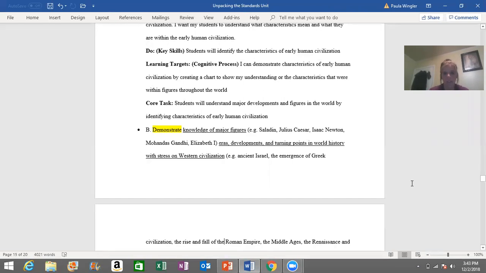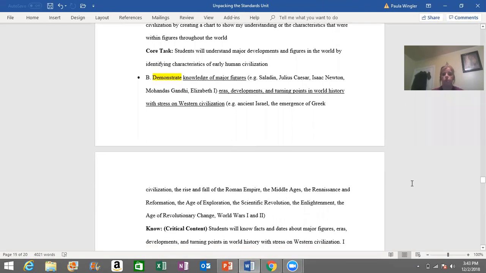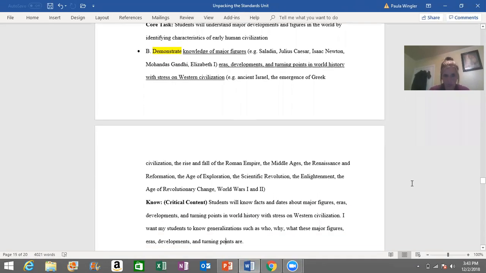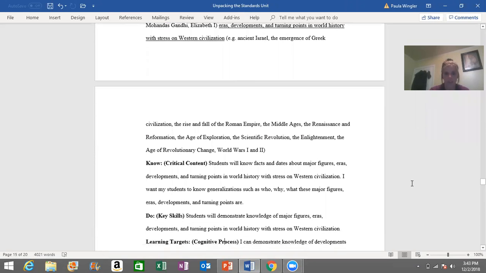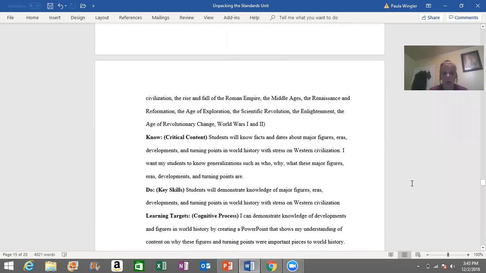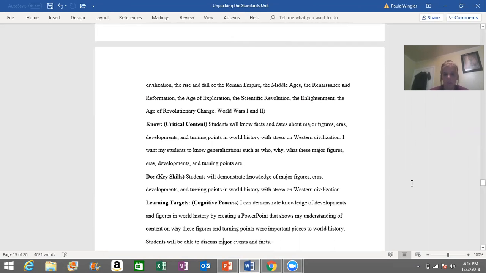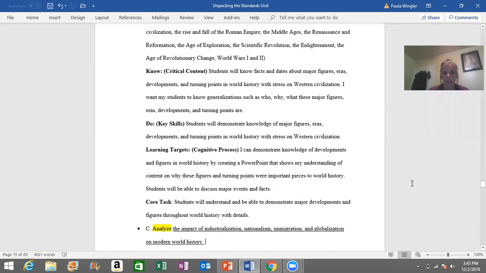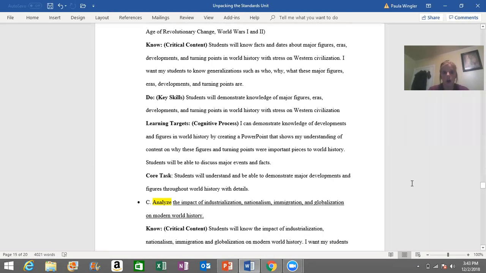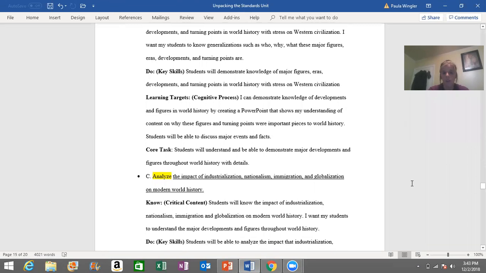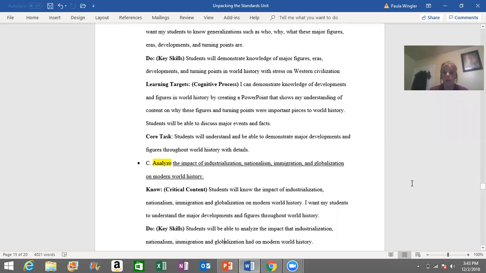So it's like eras and developments and turning points in world history with a stress on Western civilization. So students will know facts and dates about major figures, eras, developments, and turning points in world history with stress on Western civilization. I want my students to know the who, what, and why of these figures, and why these were major turning points. Students will be able to demonstrate knowledge of these major figures, eras, developments, and turning points in world history. They will be able to demonstrate by PowerPoints and presentations, understanding the content and why these were important parts.